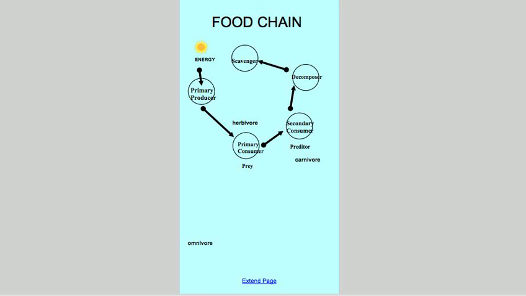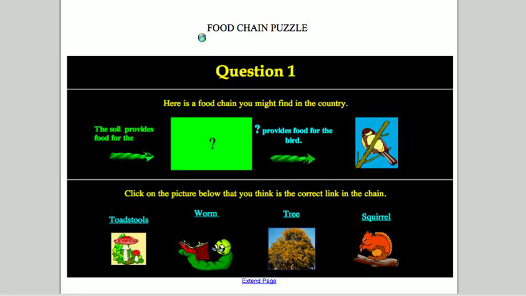And there we have the flow of energy in the food chain. Try this food chain puzzle. The soil provides food for the blank, which provides food for the bird. Worm.